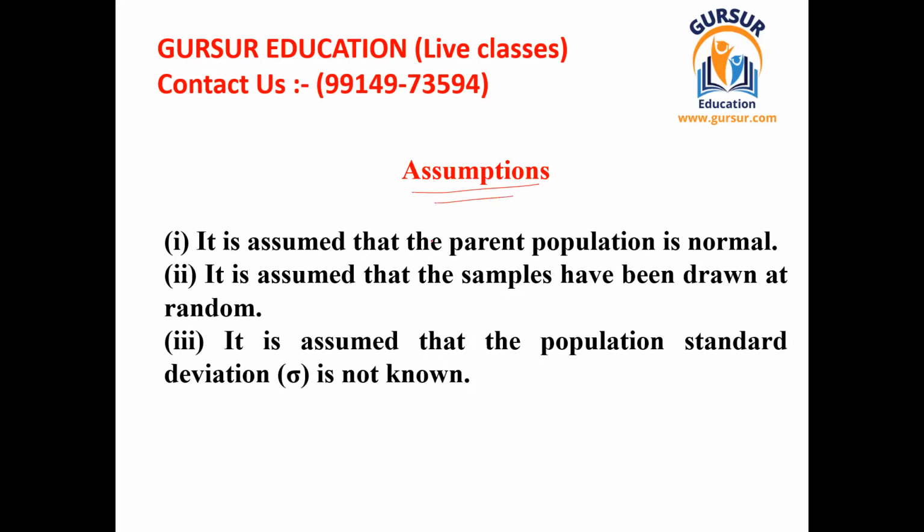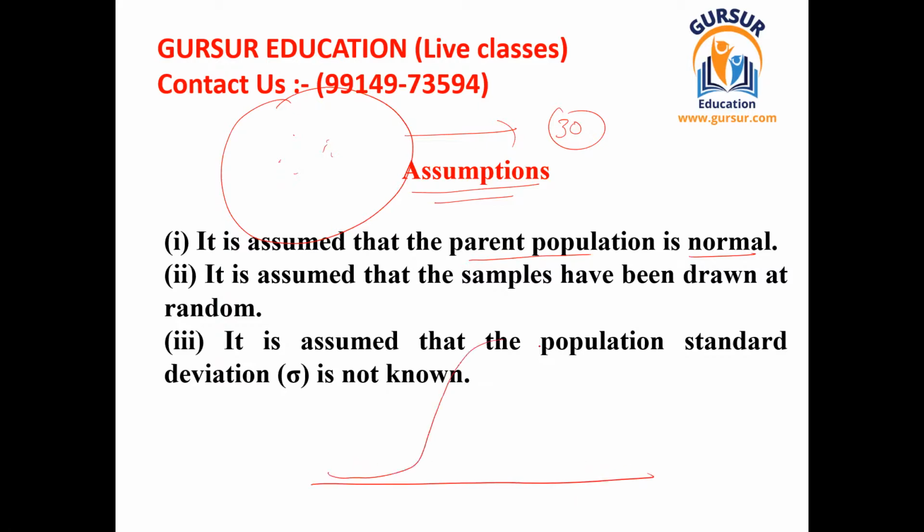These assumptions are: it is assumed that the parent population is normal. It is always believed that the population from which the sample has been taken is the complete population, and we have taken a sample of only 30 data points. The first assumption is that this parent population is normally distributed. It is the first assumption of a t-test.